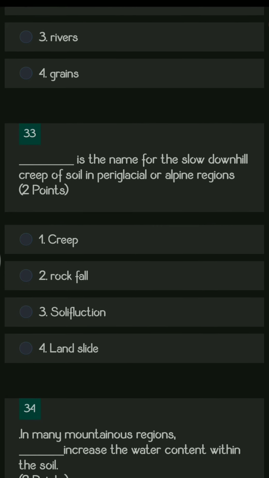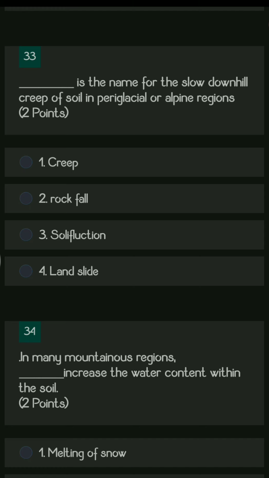Next question. Dash is the name for the slow downhill creep of soil in periglacial or alpine regions. So the mass wasting, which is also very slow, which is carried away 1 centimeter or 1 millimeter in a year, such type of slow mass wasting is called as solifluction.